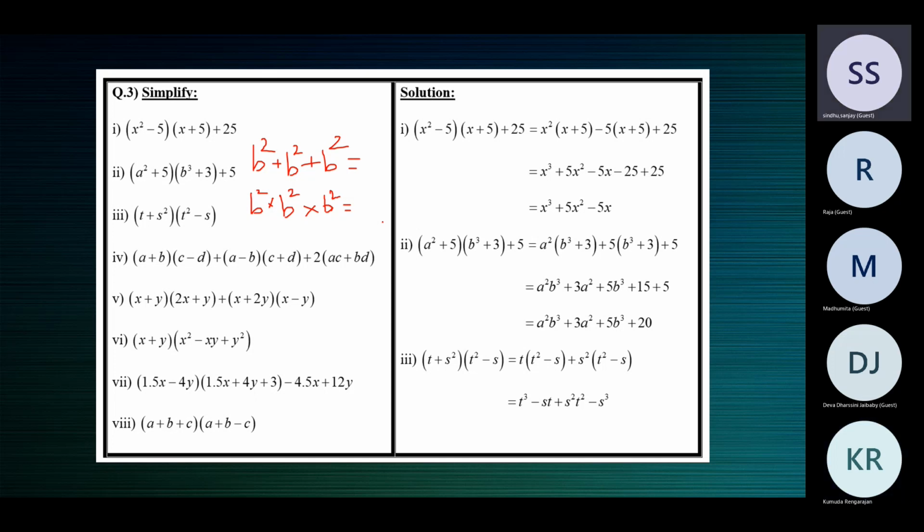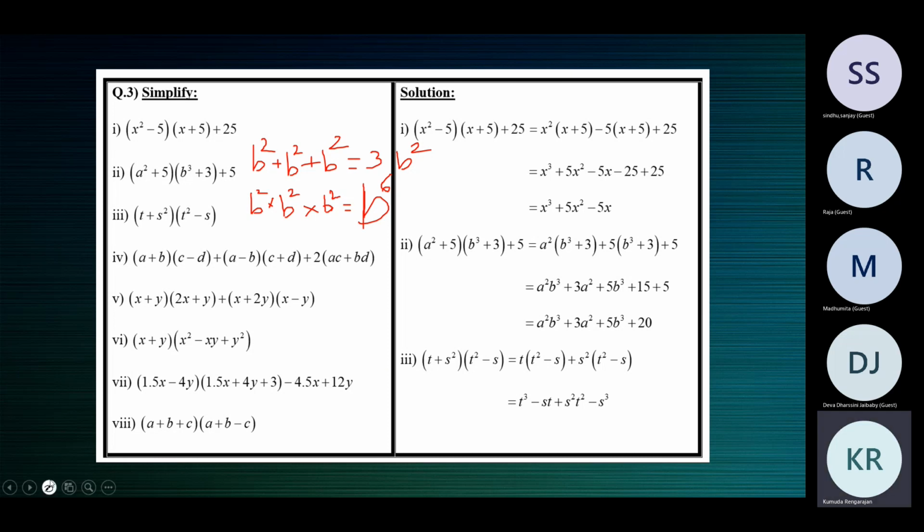Yes, ma'am. For the first one, B square plus B square plus B square, it is 3B square, ma'am. Okay, so when you're adding B square, B square, B square, they're like terms. The answer also will be a like term. So you should have a B square in the answer. 1 plus 1 plus 1 is 3. Okay, ma'am. And for the second one, B square into B square into B square, we have to add the powers, ma'am, so that it is B to the power 6.